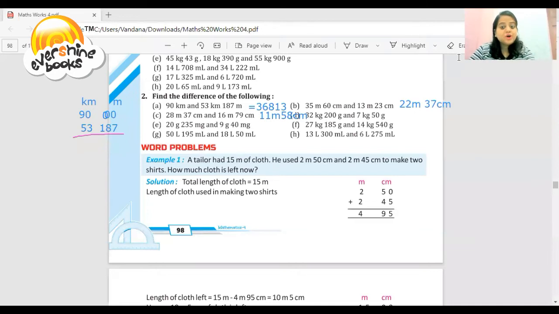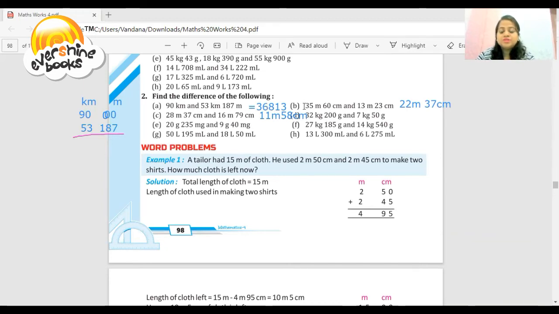Now students, it's your find the difference of the following. So you have to do these sums in a proper column of kilometer and meter. Now kilometer and meter, here I have written 90 number in kilometer and 53 number in kilometer. So here you will have to write 0, 0, 0 because there is no meter. So yeah, you have to write 187 meter here. So you will get the answer after subtracting 36 kilometer and 813 meter.